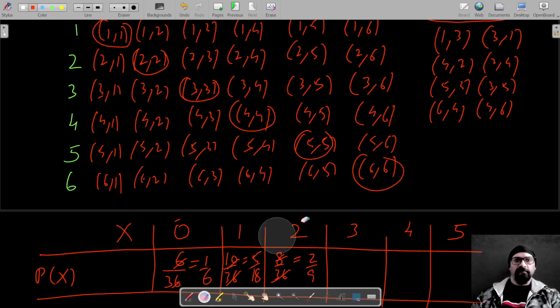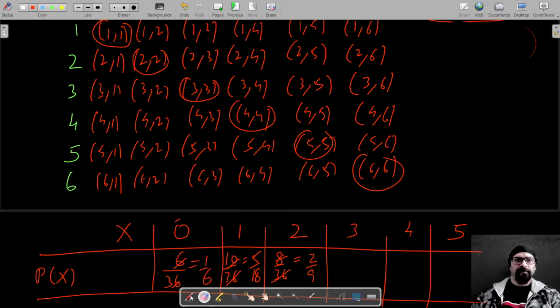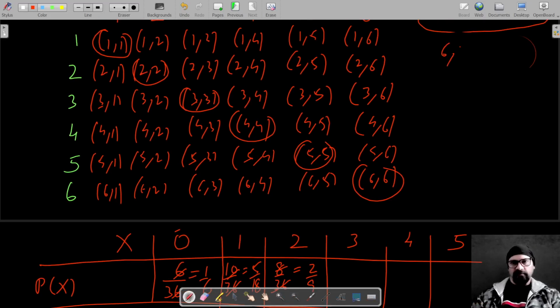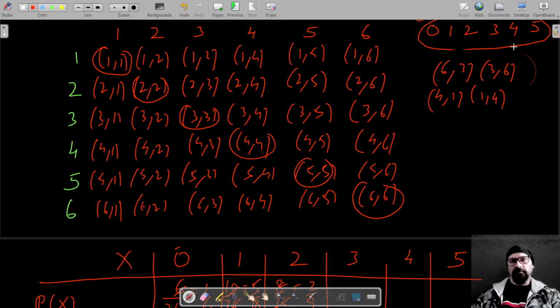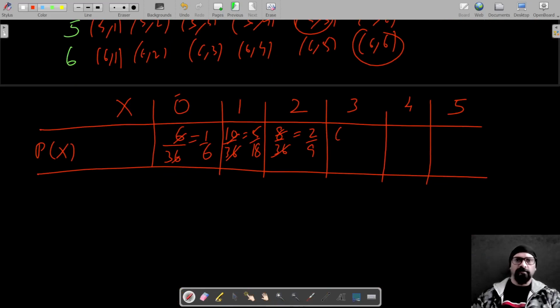And for difference 3, we will get absolute difference 3 for 6 3, 3 6, 4 1, 1 4, 5 2, and 2 5. So these are a total of 6 outcomes. So this is 6 by 36, which gives me 1 by 6.